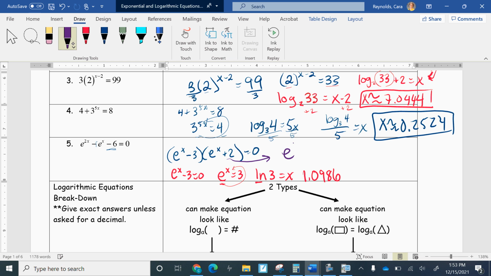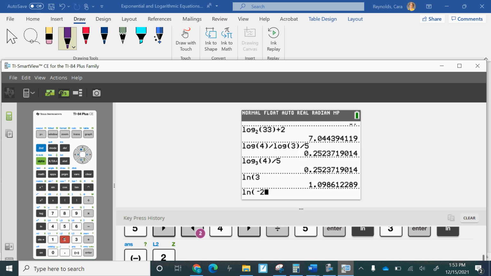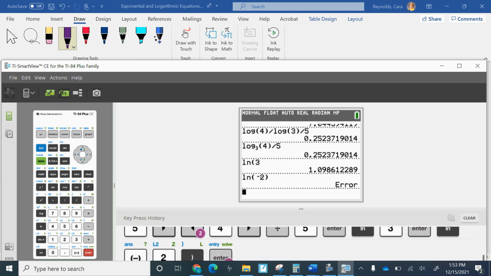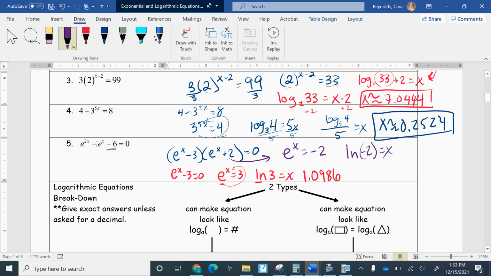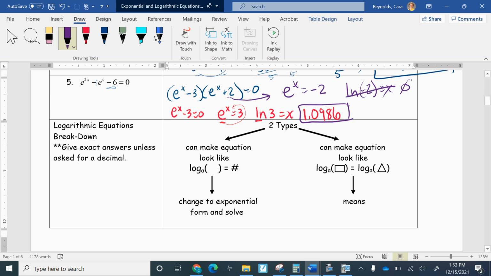We're going to do the same thing with the second one here. We're going to have e to the x equals -2. And so the natural log of -2 equals x. And you'll see here that you'll get an error. This is because we can't take the log of a negative number. So this one doesn't exist, and this is our only answer. Anytime you do a factoring problem, if that ends up negative, it's an extraneous solution, and you can just move on from there.